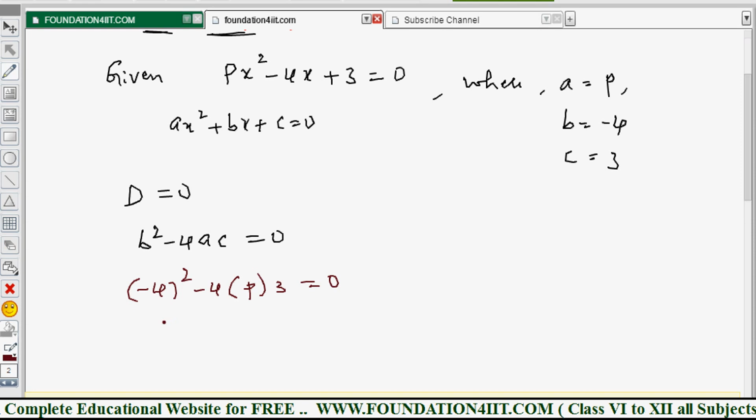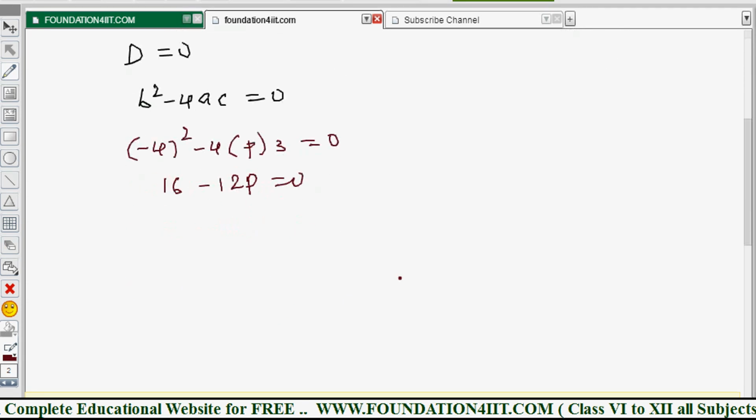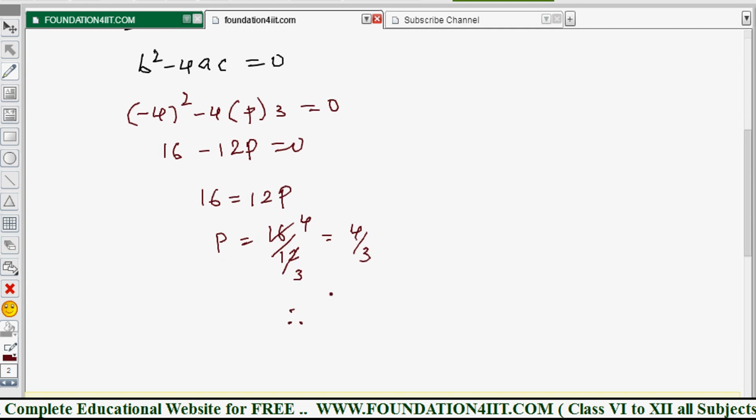Let's simplify this. Minus 4 square is 16, minus 12p is equal to 0. We need to find the value of p finally. So 16 is equal to 12p. Then p is equal to 16 divided by 12. We will simplify this: 4 fours are 16, 4 threes are 12. So 4 by 3. Therefore the value of p is equal to 4 by 3.